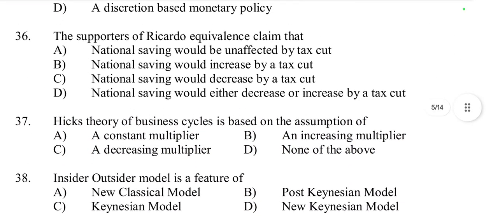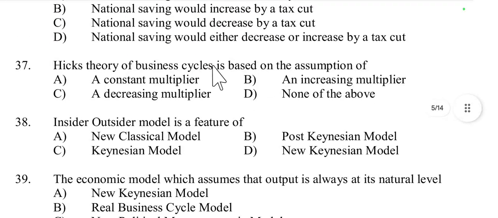Then question number 36. The supporters of Ricardo equivalence claim that national saving would be unaffected by a tax cut. Yes, because Ricardian equivalence says consumers view government debt as future taxes, so a tax cut today causes them to save more, offsetting the cut, hence no effect on national saving. So option A is the right answer.